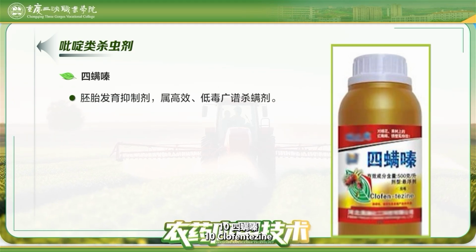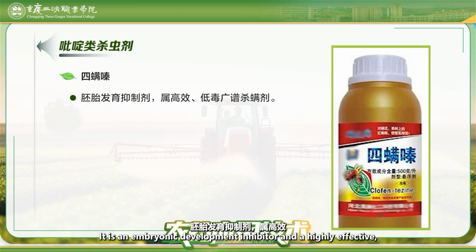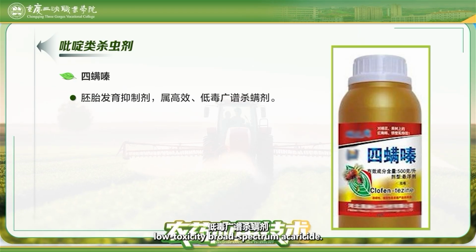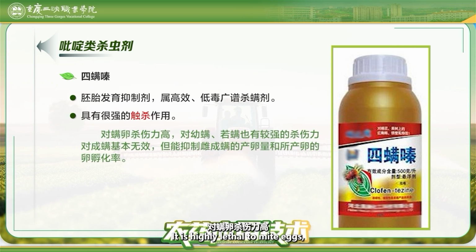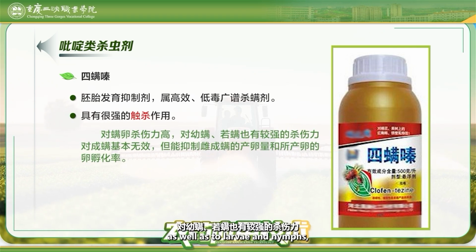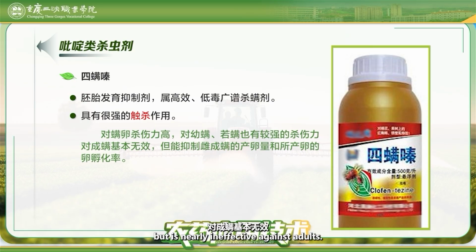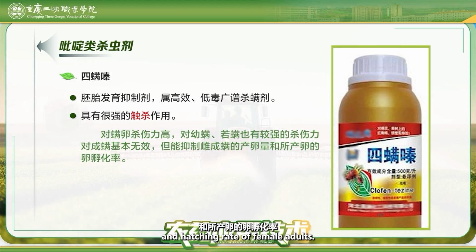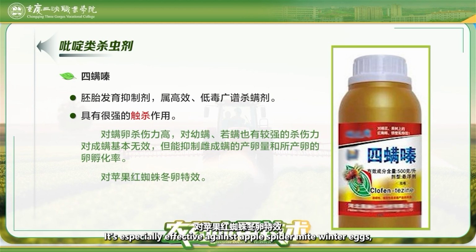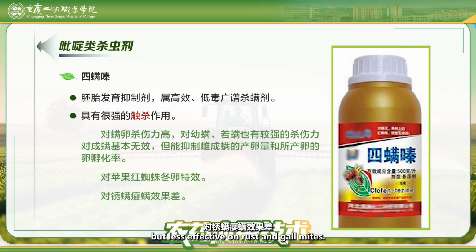10. Clofentezine. It is an embryonic development inhibitor and a highly effective, low-toxicity broad-spectrum acaricide. It has strong contact activity, highly lethal to mite eggs, and is also lethal to larvae and nymphs, but is nearly ineffective against adults. However, it does inhibit the egg-laying capacity and hatching rate of female adults. It's especially effective against apple spider mite winter eggs, but less effective on rust and gall mites.